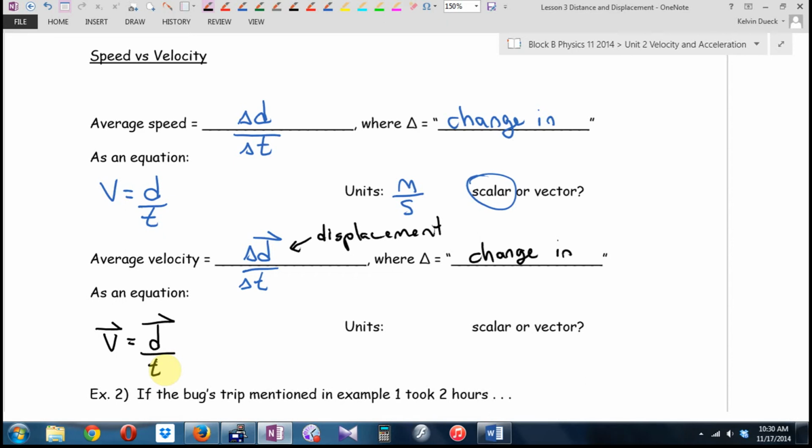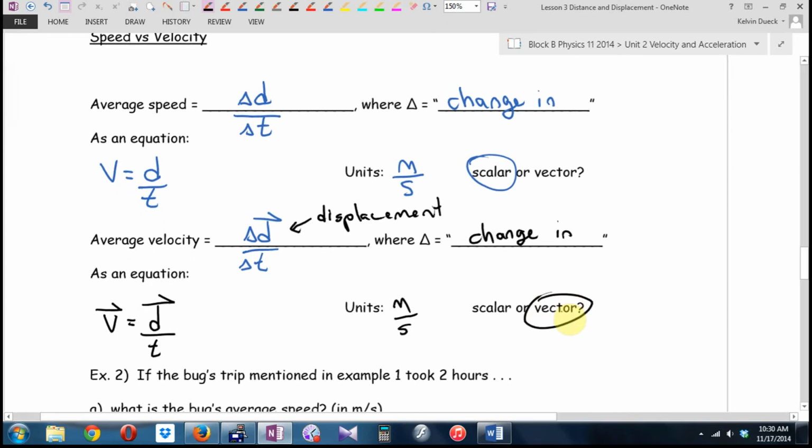By the way, why didn't I put an arrow above time? Time is always a scalar. Oh, but for what it's worth, if you're trying to learn rules, vector divided by scalar gives vector. But we're not going to get that high tech. Units, still meters per second. This is the vector. Okay.